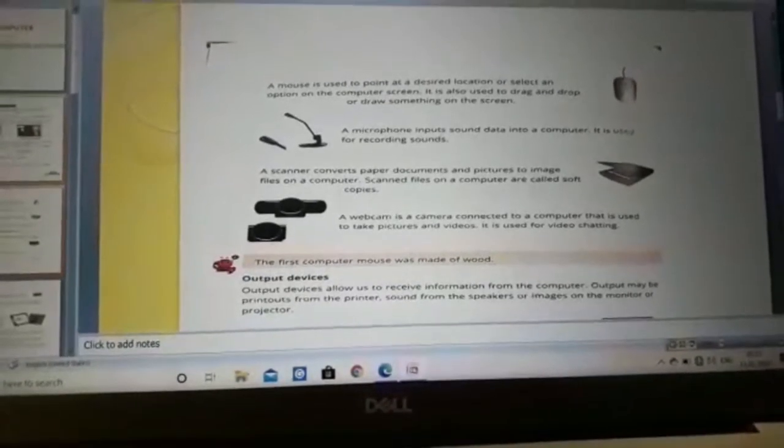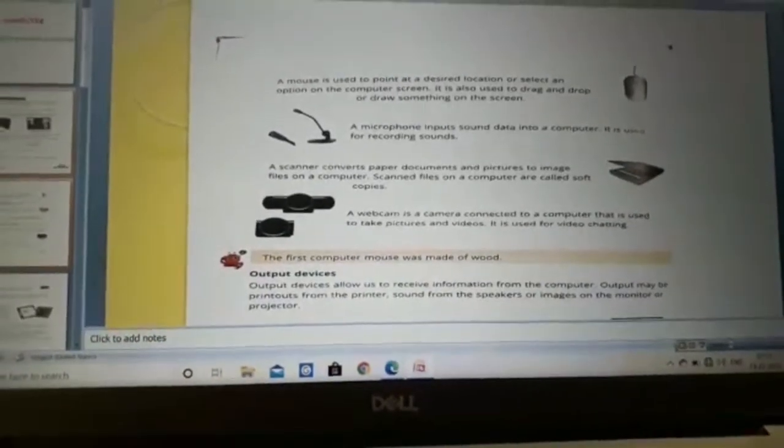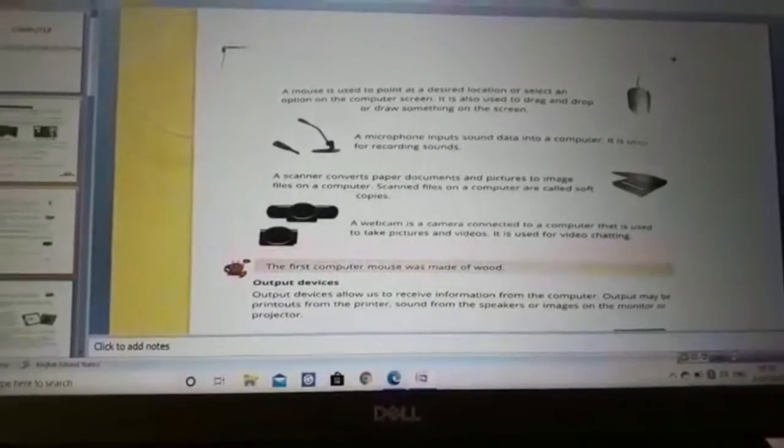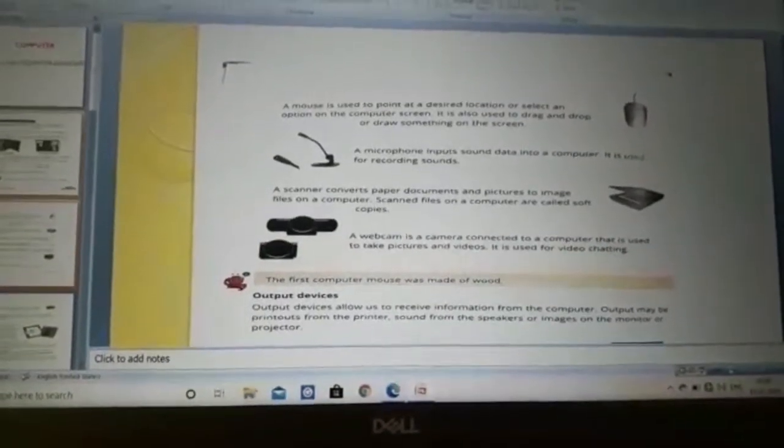The next one is a webcam. A webcam is a camera connected to a computer that is used to take pictures and videos. It is used for video chatting. So, a webcam is also an input device. You must have seen a webcam connected to your computer. With the help of webcam, we take pictures and videos. So, webcam also sends information to your computer through pictures and videos. So, webcam is also an input device.